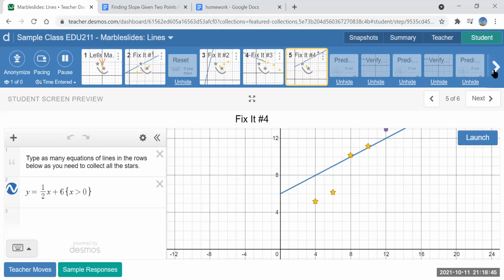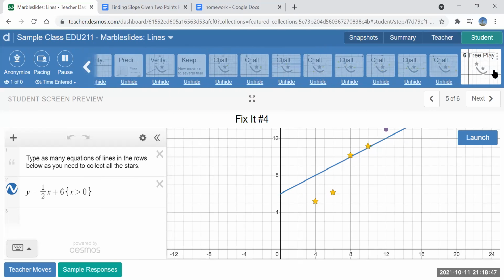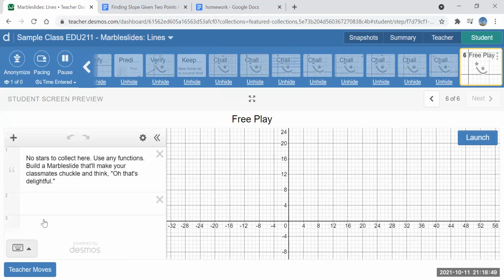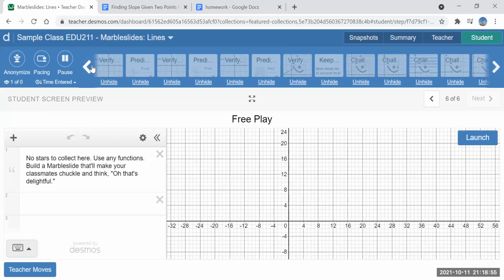There is one at the very end here, if I can get to it, where it's free play. You can just start adding your own equations and see what happens. So yeah, enjoy.